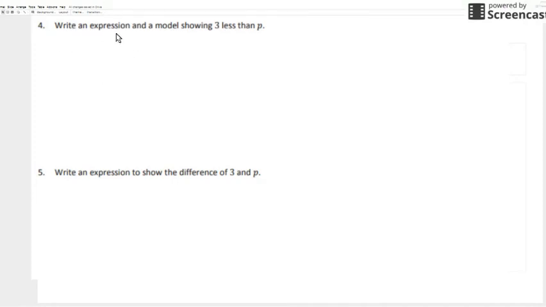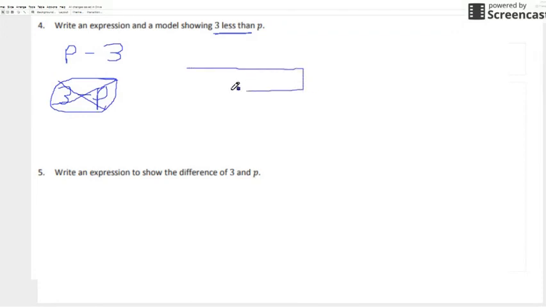So number 4, it says write an expression and model showing 3 less than P. Once again, I chose this one because of 3 less than P. That means I start with P, a number I don't know, and I have to subtract 3 from it. It's not 3 minus P, that's incorrect. If you thought of this, and I'm writing this down to show you, this right here is incorrect. A lot of people will write that. That is wrong. Now we have to show a model. Our model, remember, starts with P, the variable.